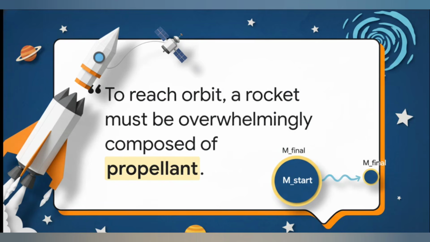But here's the thing. This equation also reveals a very harsh truth. Look at that mass ratio, your starting mass divided by your final mass. Because of how the math works, to get even a tiny boost in delta V, you need a huge increase in fuel. This is famously known as the tyranny of the rocket equation. And it dictates that to go anywhere interesting, your rocket has to be basically a giant flying fuel tank with a little tiny payload on top.